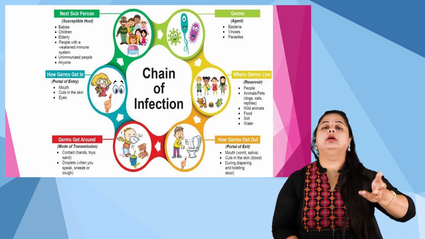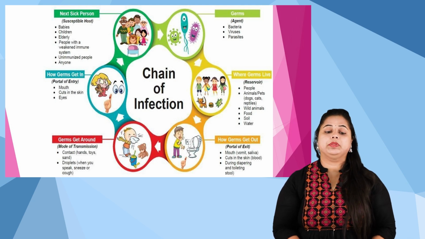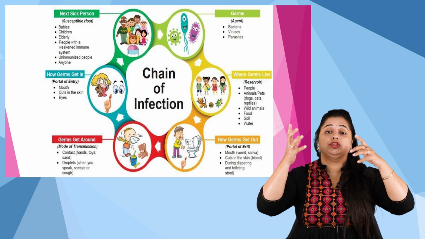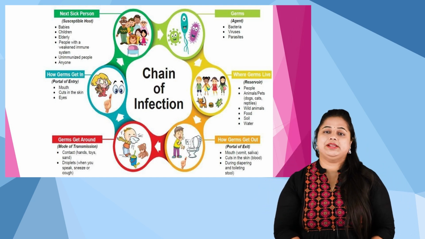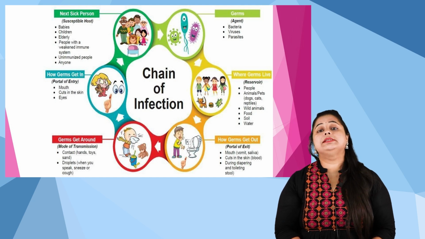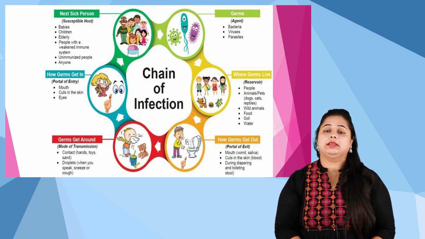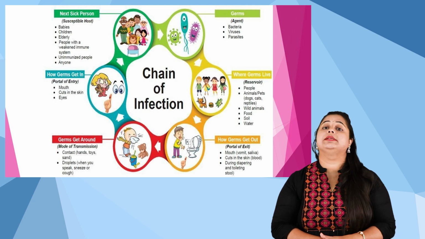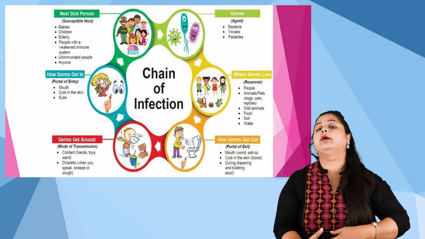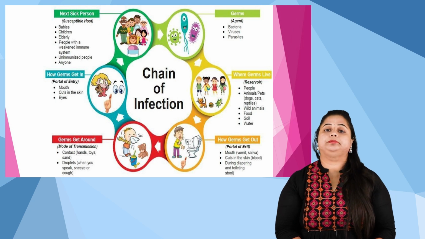Then comes your mode of entry. So it also can be because of your cuts or whatever the natural anatomical orifice is there, or if you are an immune suppressed person, resistance is low, then you can get the diseases. And the last one is the susceptible host. That means the next sick person will get it.